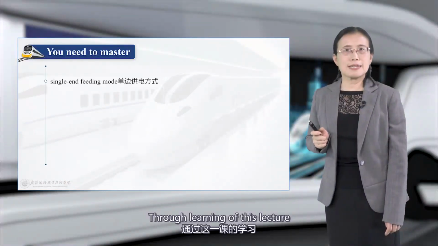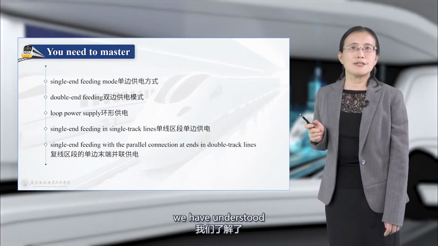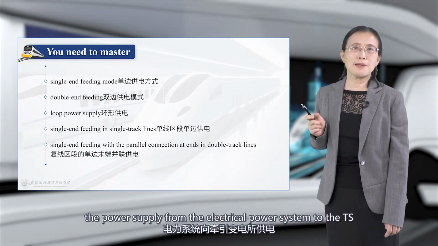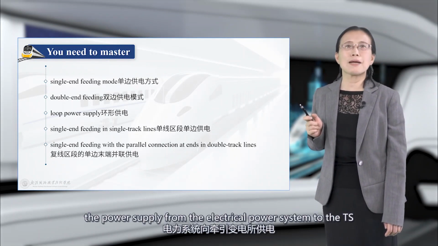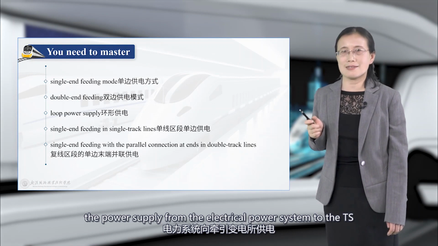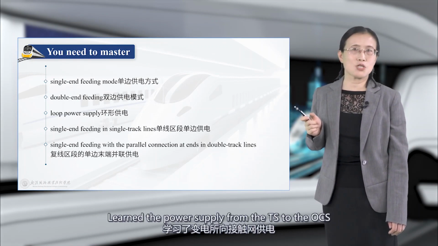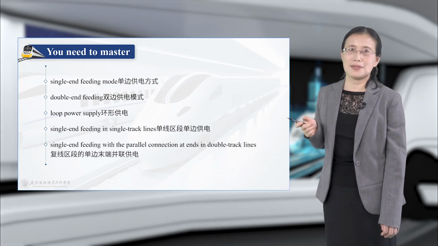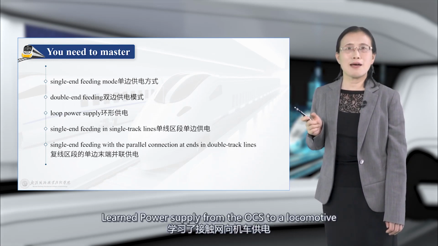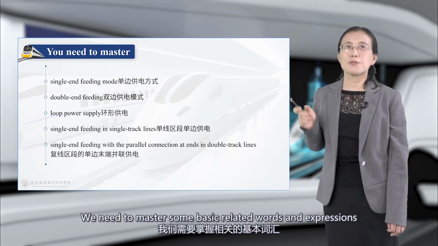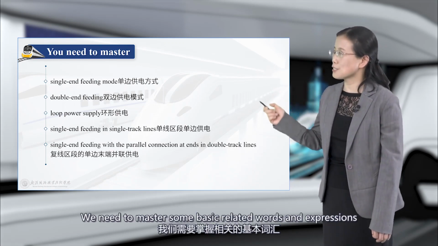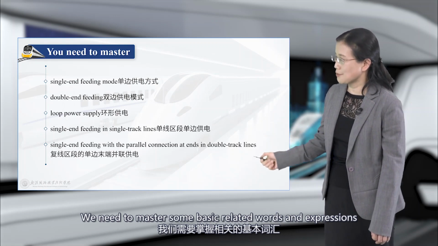Through learning of this lecture, we have understood the power supply from the electrical power system to the TS, learned the power supply from the TS to the OCS, learned power supply from the OCS to a locomotive. We need to master some basic related words and expressions.